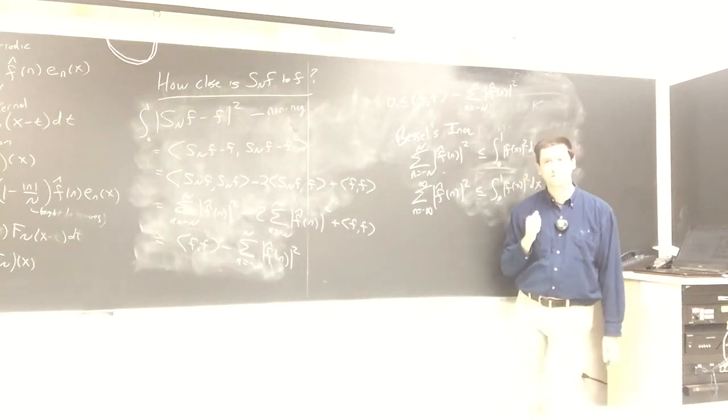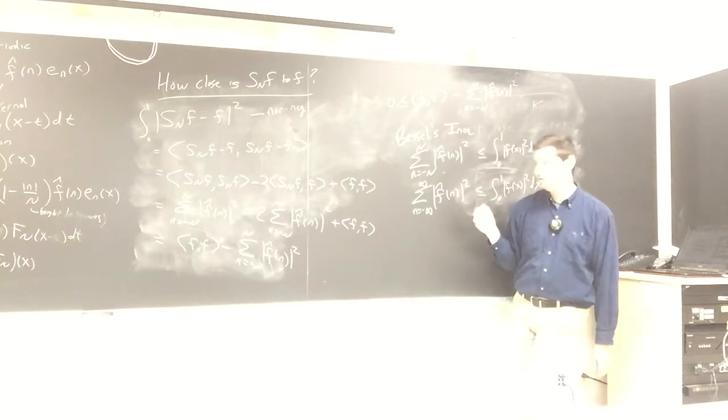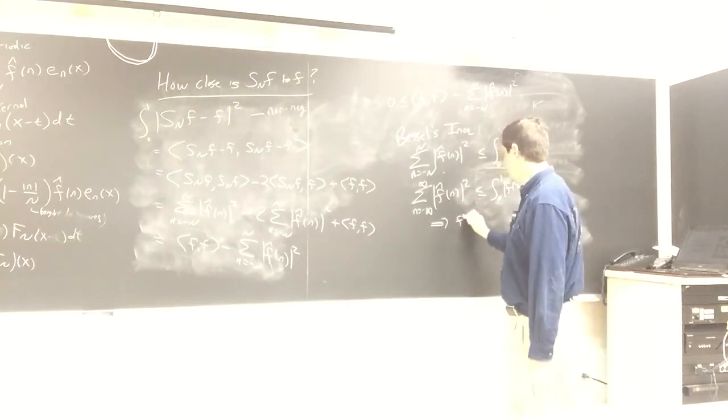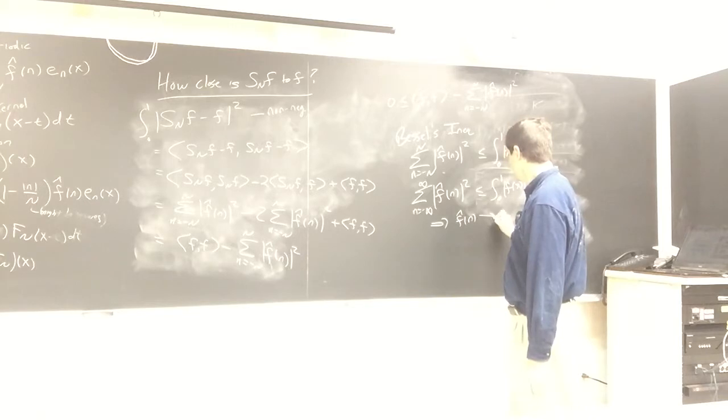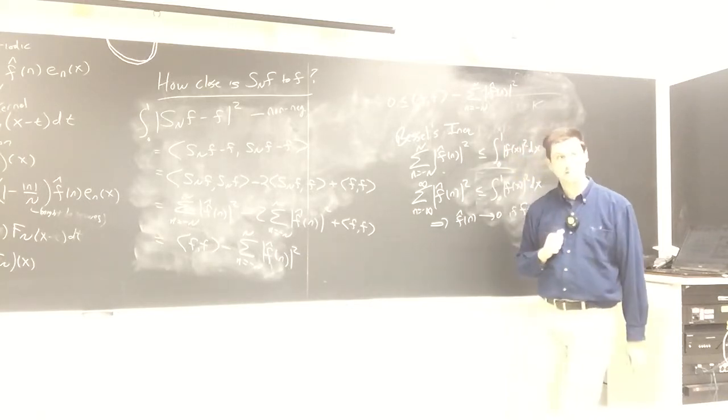And this gives us a lot of information. It means the sum of the squares of the Fourier coefficients converges. Therefore, f hat of n has to go to 0 if f is in L2. That's nice.